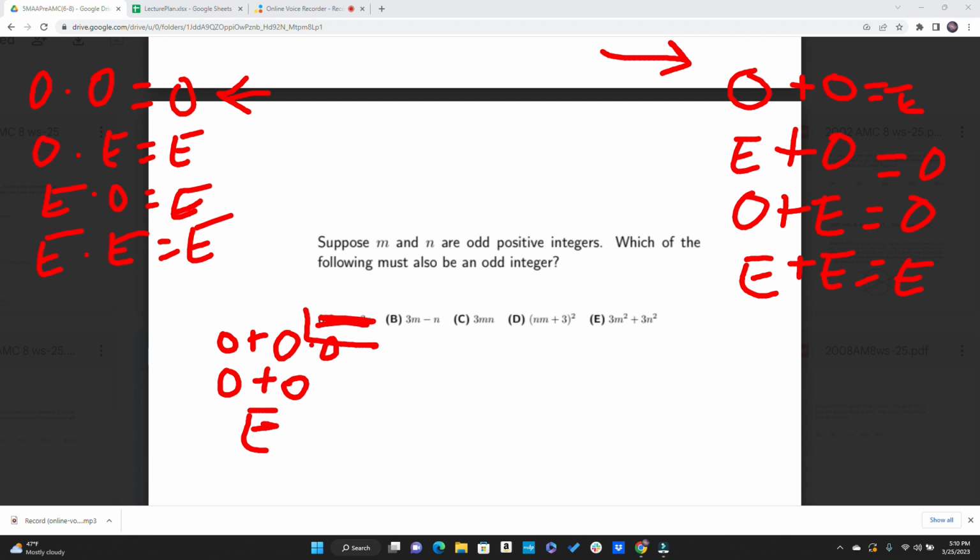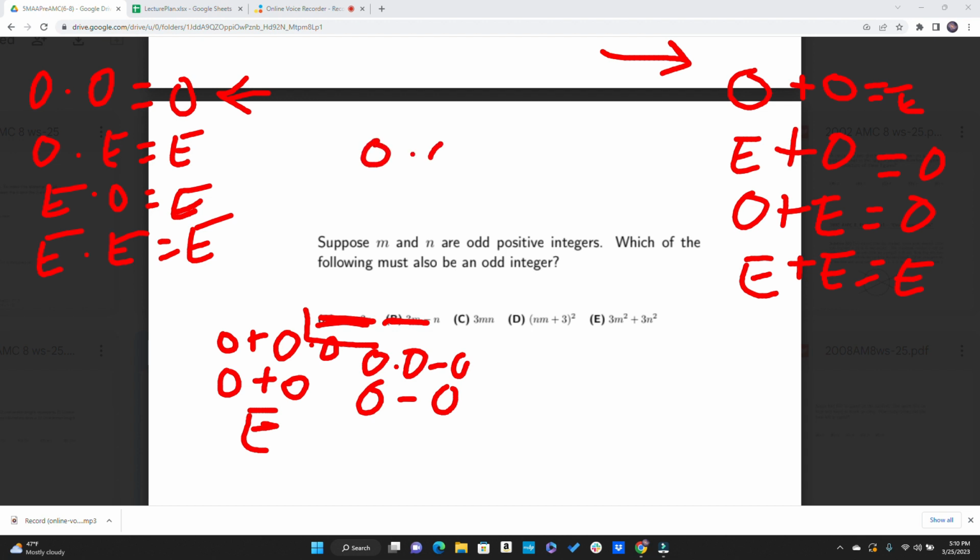Okay, what about B? We have 3 times m, odd times odd, minus odd. Odd times odd, again, is odd. Odd minus odd, that's even. So just like odd plus odd is even, the same will be odd minus odd is even. So B is out.